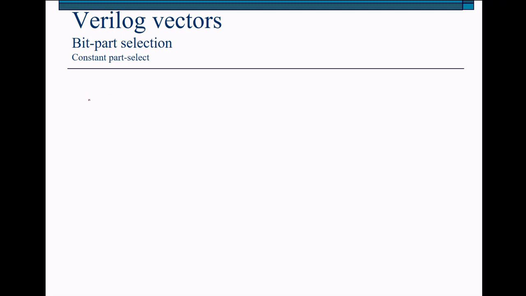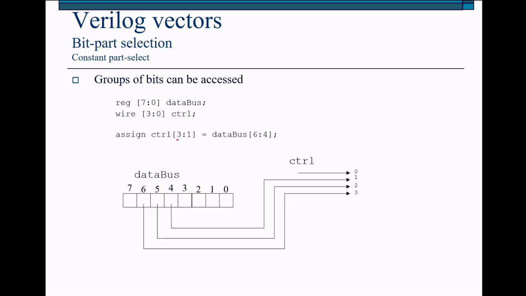The next operation that we look at with vectors is bit part selection. Here, groups of bits can be accessed using bit part selection. For example, if we take the same declaration we had previously, this time we select a group of bits. And to do that, we specify a range, in this case from 3 down to 1 and from 6 to 4. And this is what we mean by bit part selection. So we select a part of the total group of bits.